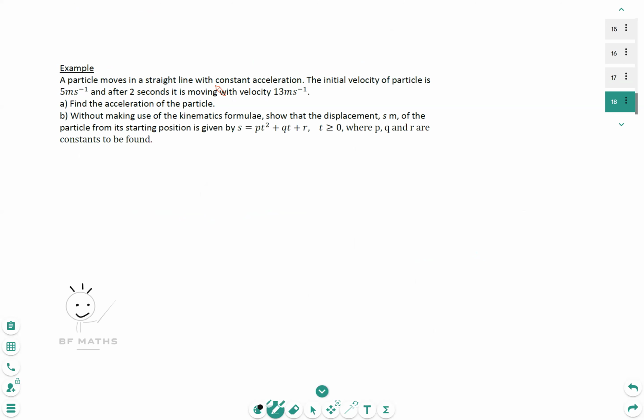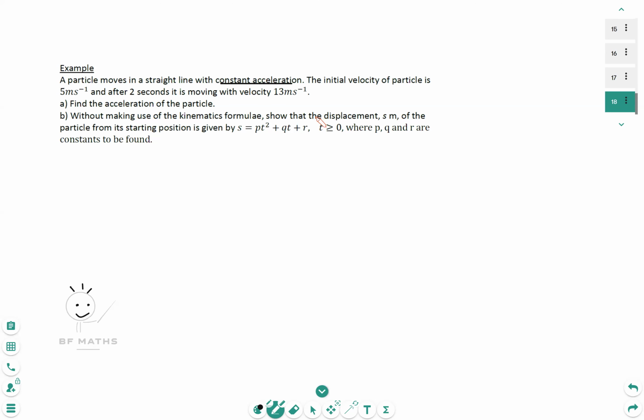Example: a particle moves in a straight line with constant acceleration. The initial velocity of the particle is 5 meters per second, and then after 2 seconds, it's moving with 30 meters per second. So part A, find the acceleration of the particle. If you want to pause the video, have a go at question A and even B, feel free.